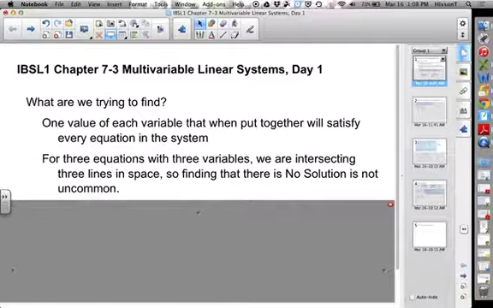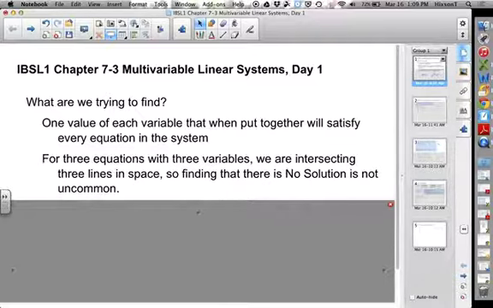Alright? So in the example that we're going to work with today, the three equations with three unknowns, we are intersecting three lines in space. Okay? There are three different lines in space. And as you can anticipate, when you have three lines crossing in a three-dimensional space, it's not going to be uncommon for there to be no solution. In fact, if I asked all of you to write down three equations that had an x, a y, and a z in it, and we tried to solve those as systems of equations, chances are most of them would not have a solution. Okay?